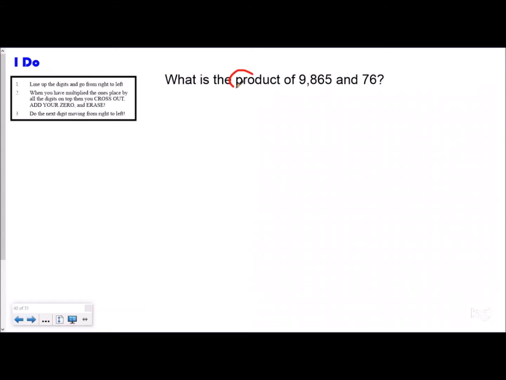Again, we always talk about this word product when we talk about multiplication, right? The answer to a multiplication is the product of 9,865 and 76. So as always, I want to put the bigger number on top, or the one with the most digits, because that just kind of makes it easier. And I'm going to multiply by 76. I want to line my digits up, and then I want to go from right to left. So I start with the ones place in the bottom factor.